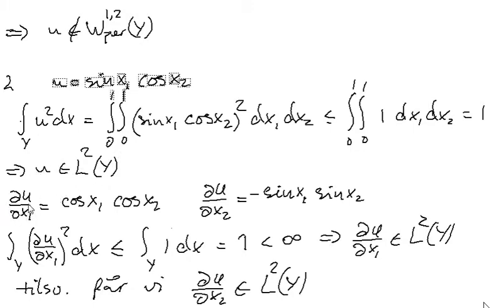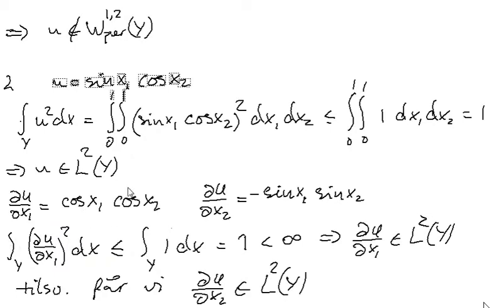Okay, then we take the partial derivative of u with respect to x1, and it's also easy. The derivative of sine is cosine, so we obtain this expression. Moreover, the partial derivative of u with respect to x2 is just equal to minus sine x1 sine x2. So here we have just taken the derivative of cosine, which is minus sine. And we now compute this integral.